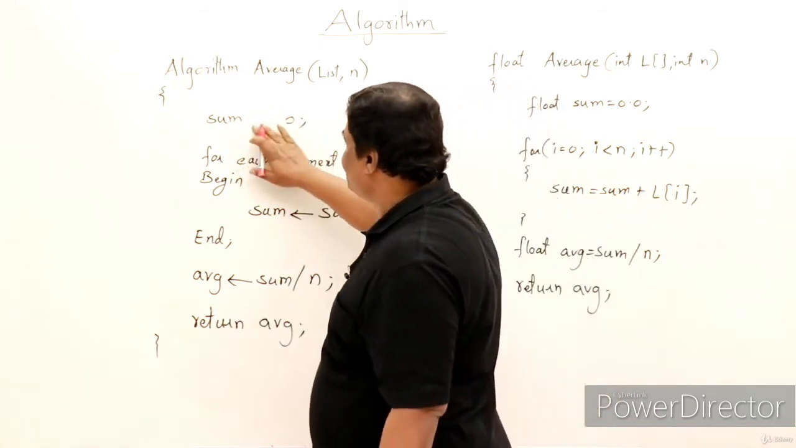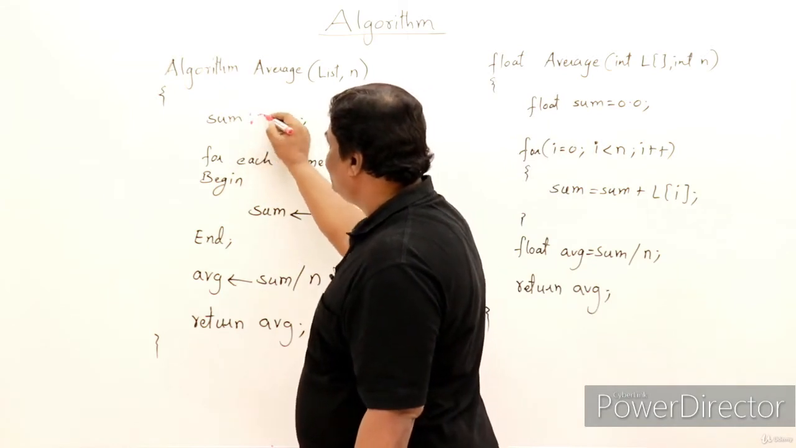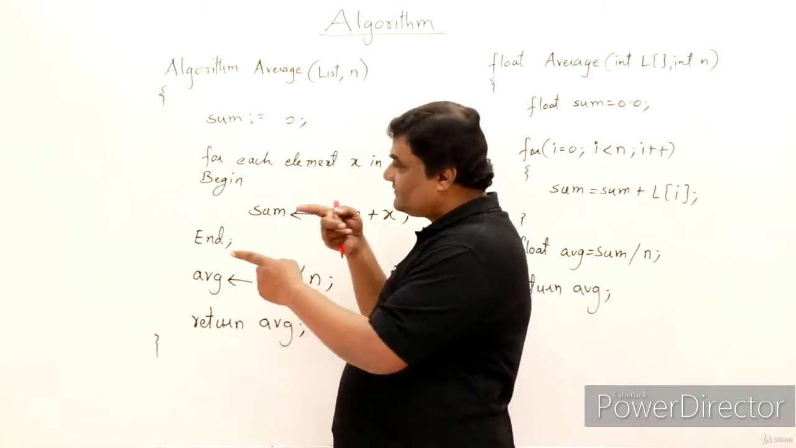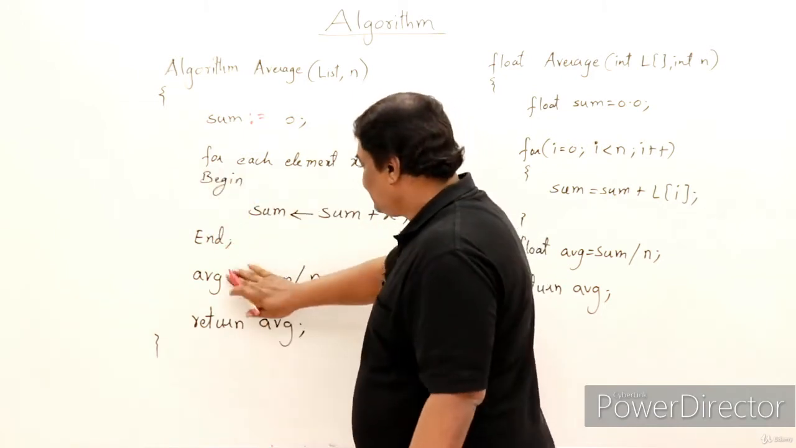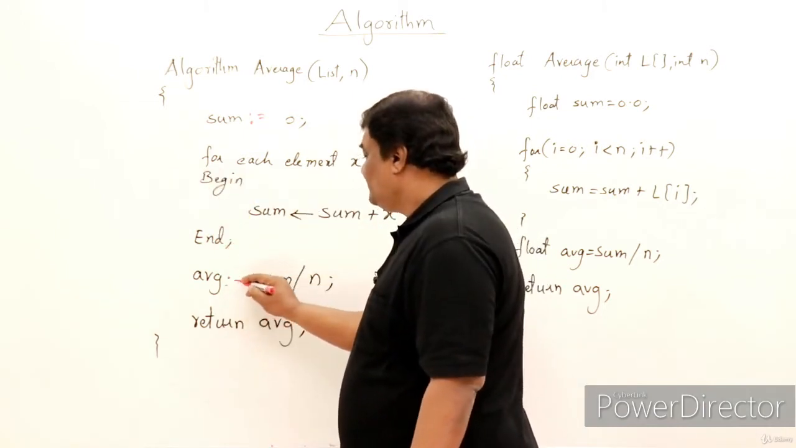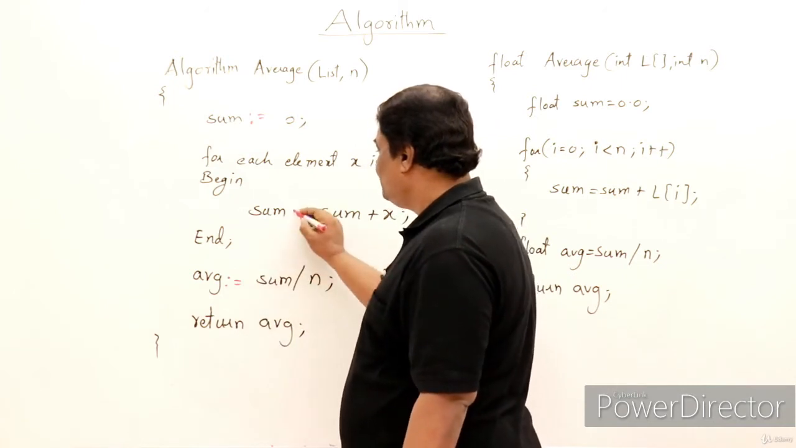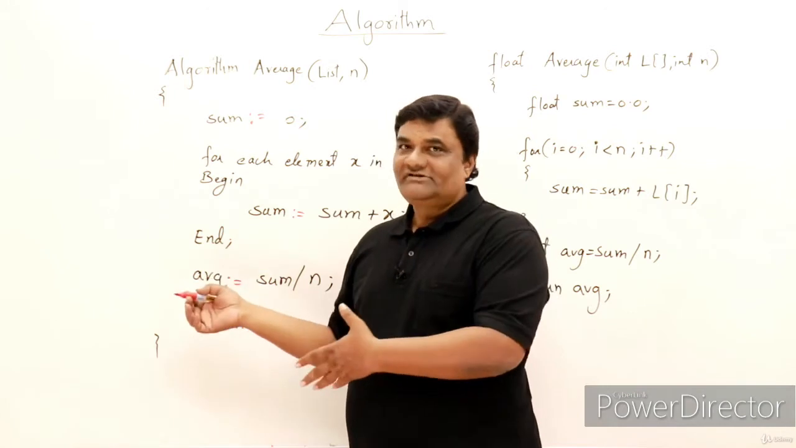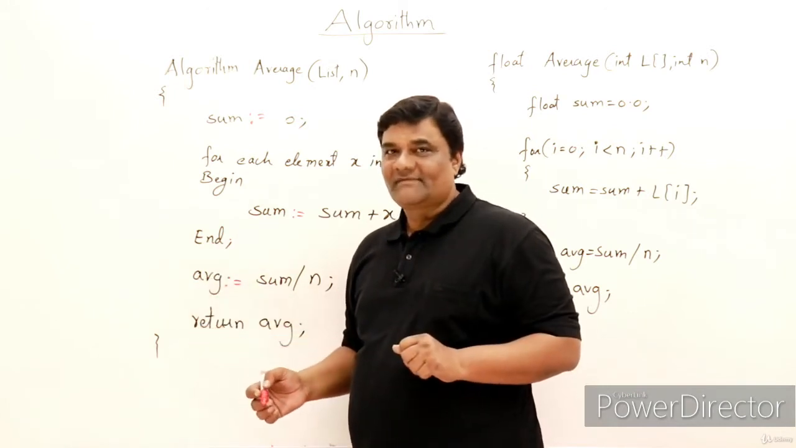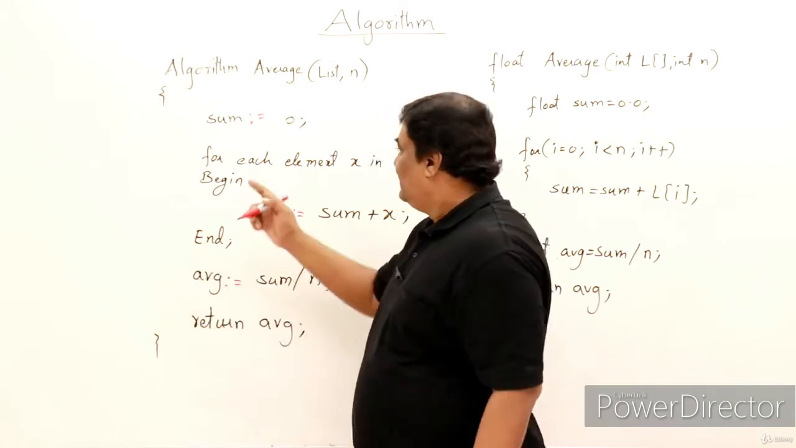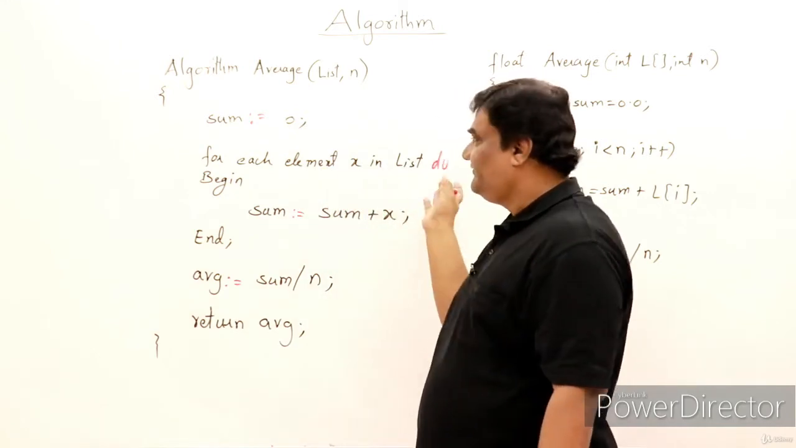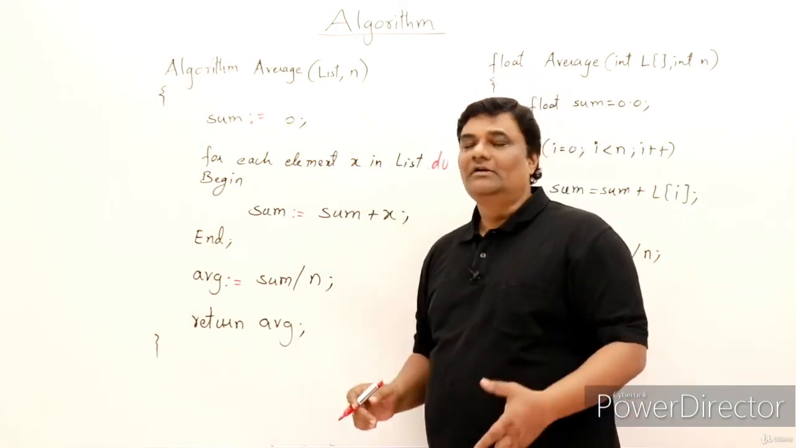Instead of writing this, can I say colon equal to? This is also showing a direction. Then here also colon equal to. Yes, you can write that. So if you want to change the symbol, change the symbol. For each element x in list, do. Mostly we find it like this. Do this, you add it.